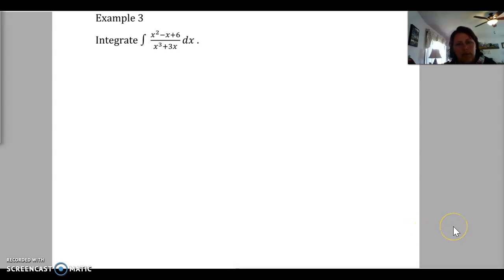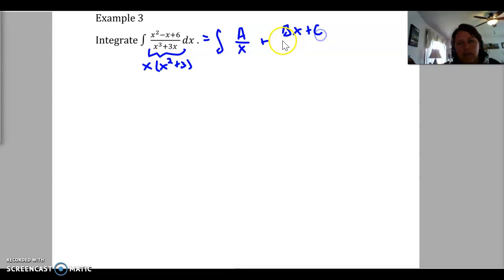All right, on example number 3, let's go ahead and factor out our denominator. So we can pull out an x, and then we would have x squared plus 3 left. So when we go to do our partial fractions on this one, we're going to have A over x, and then plus Bx plus C over x squared plus 3.